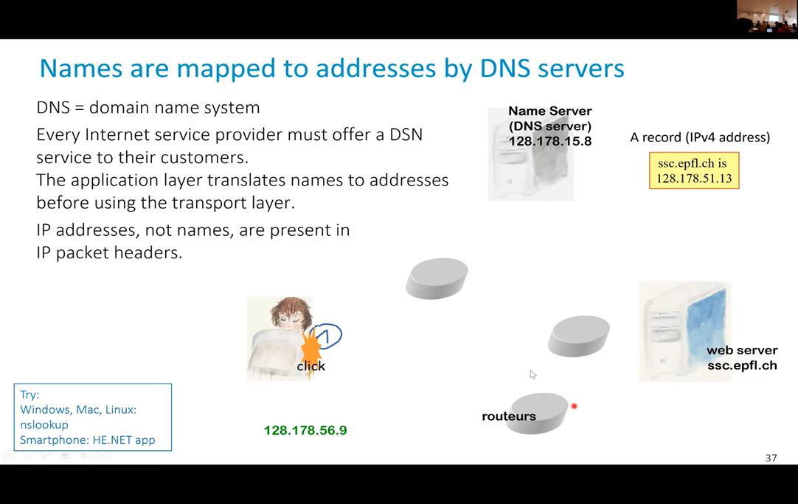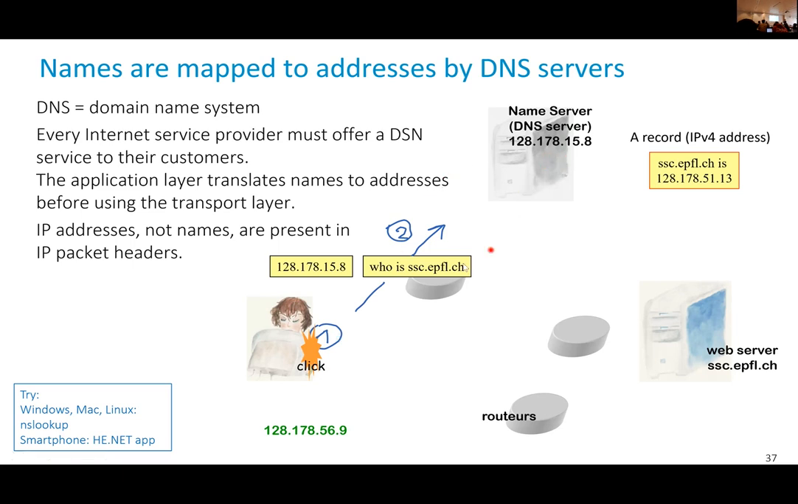If you want such a name, you have to ask permission from the EPFL network managers, who will give it to you if you have a good reason to have such a name. And then they will write in their server the IP address of the web server that corresponds to this name. For example, ssc.epfl.ch will correspond to a given IP address, which is 51.13 here. That will be written in this server. And all servers in the world will have a way to eventually go to this server by going step by step.